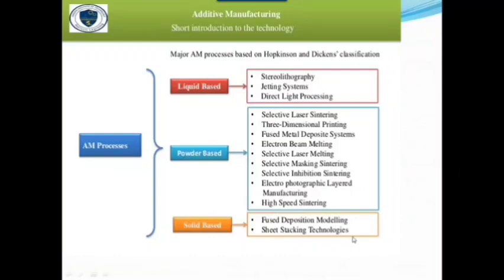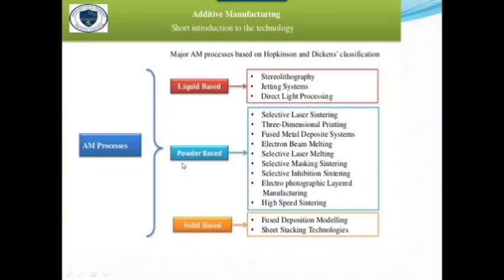The sheet lamination method is called LOM. This one we call FDM. This FDM is fully based on filament, whereas stereolithography we consider based on resin.